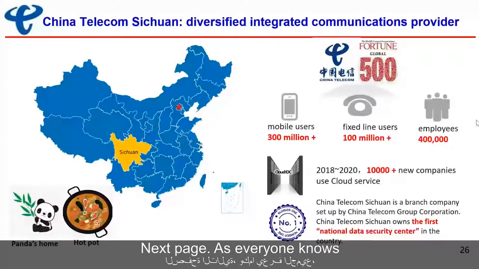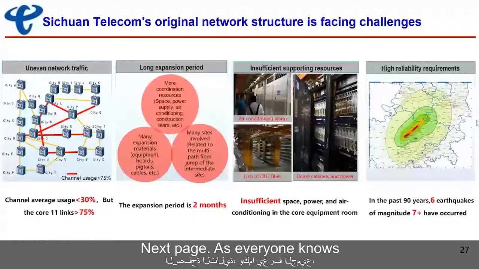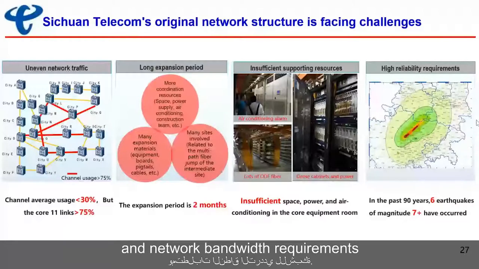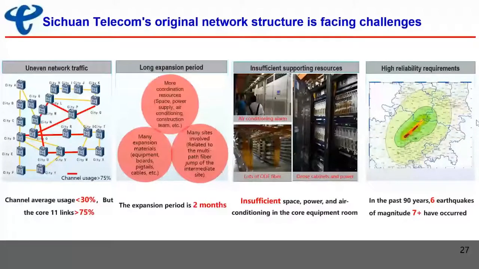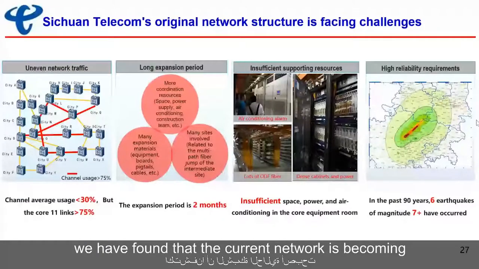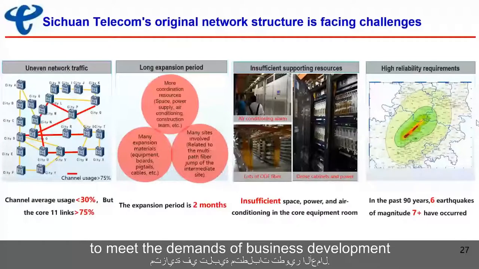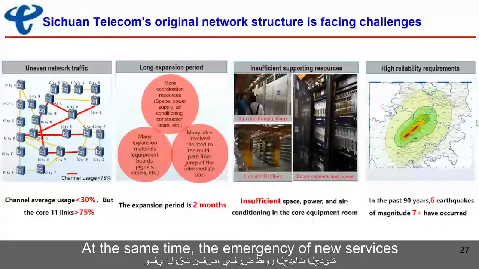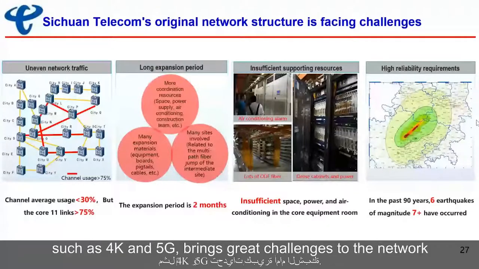Okay, next page. As everyone knows, mailing customers brings a lot of traffic and network bandwidth requirements. As does Sichuan Telecom, in recent years, we have found that the current network is becoming increasingly difficult to meet the demands of business development. At the same time, the emergence of new services such as 4K and 5G brings great challenges to the network.